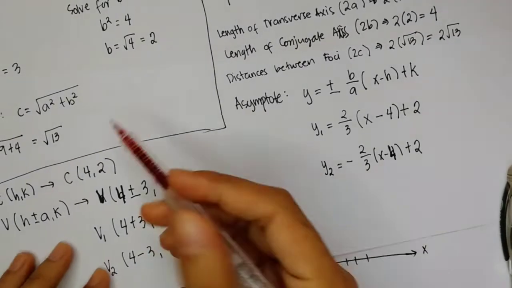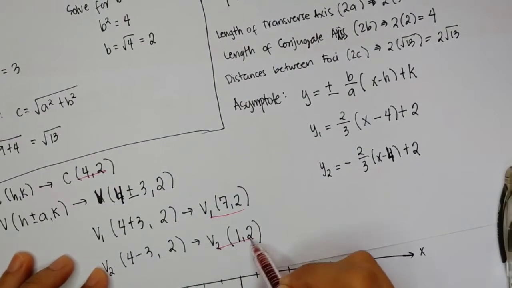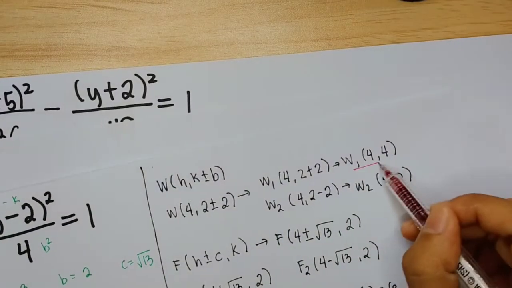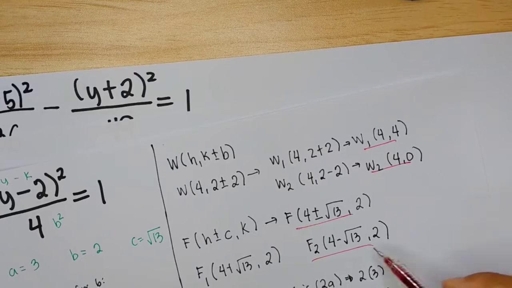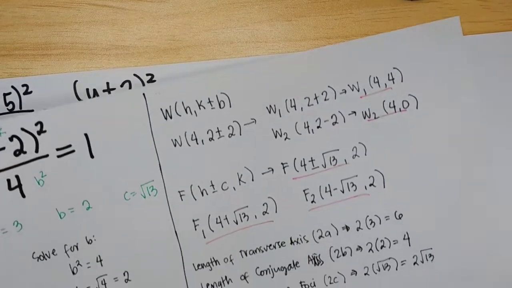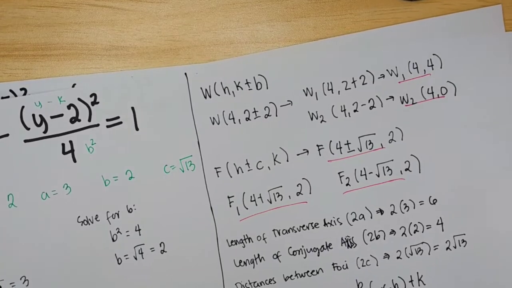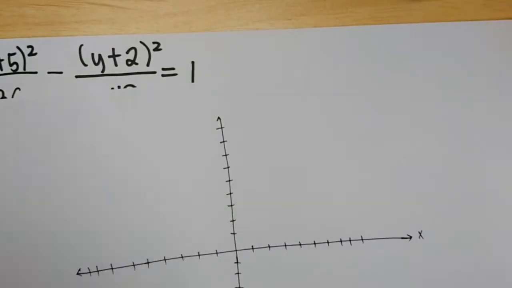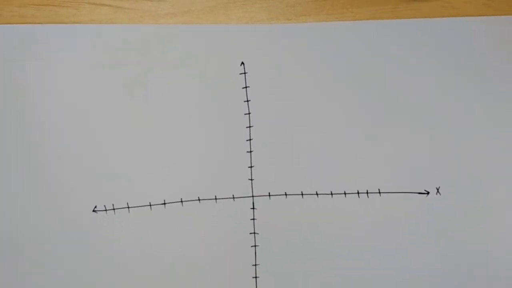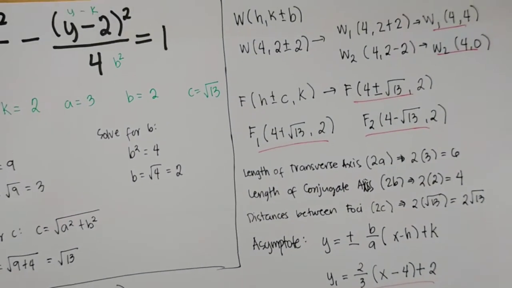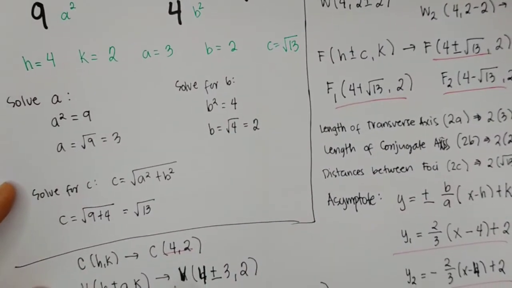So, we have here our center, V1, V2, W1, W2, F1, F2, and Y1 and Y2. Okay. So, let's graph this one. Okay, ano yung center natin? We have here our center. So, that is always, ito yung center natin ha.